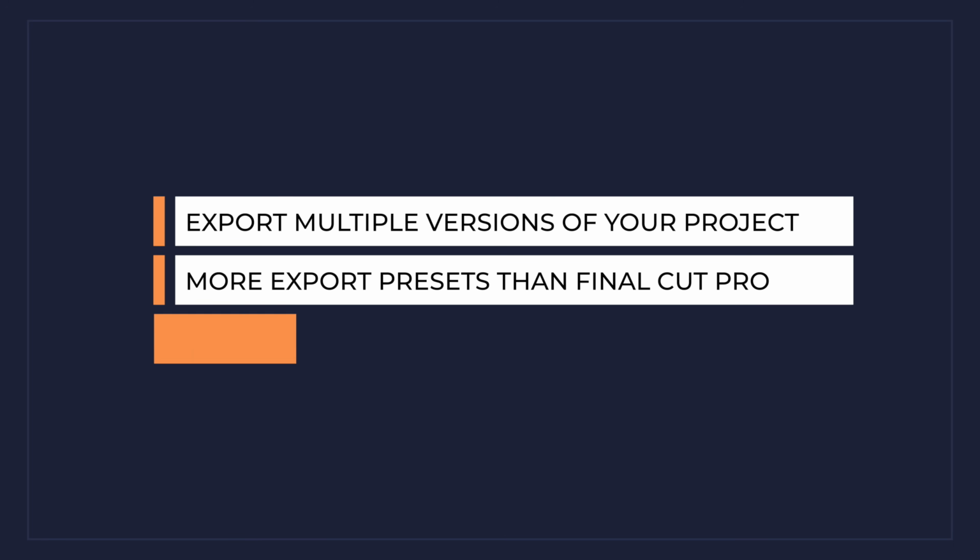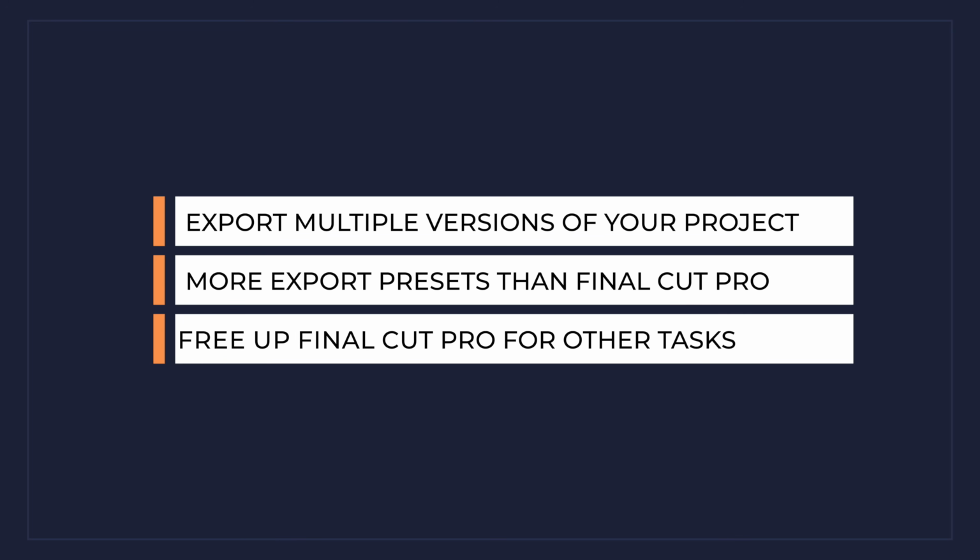And last, this is probably the biggest reason to use Send to Compressor, it leaves Final Cut Pro free for other tasks. You can have Compressor exporting multiple versions of one project while you use Final Cut Pro to edit your next one. Way more efficient.